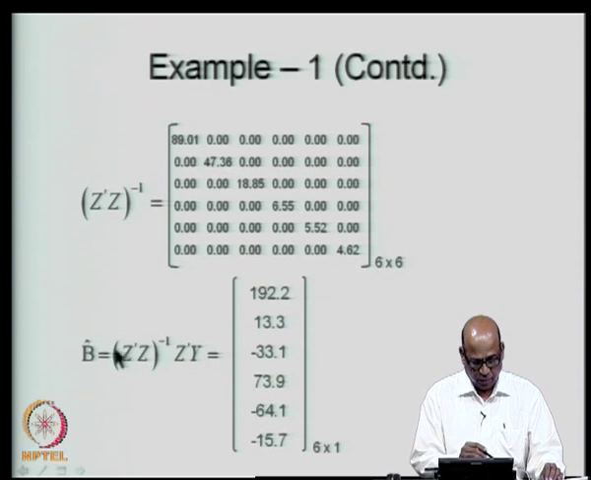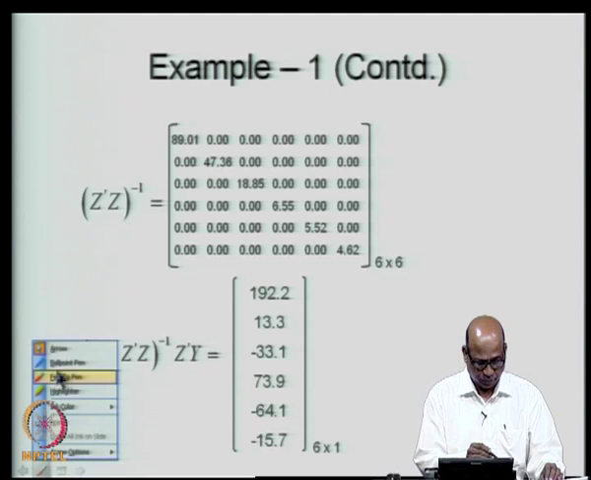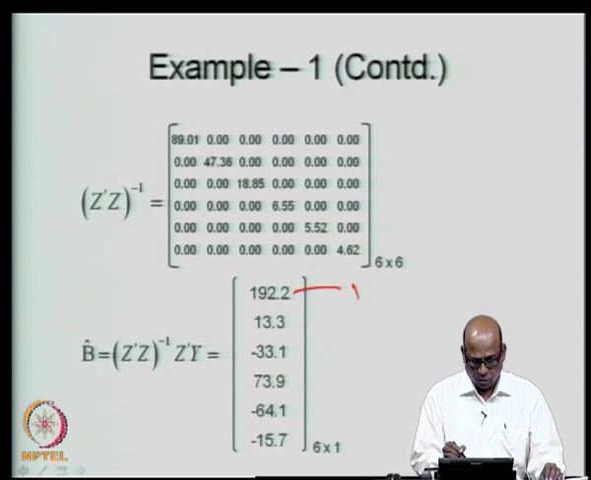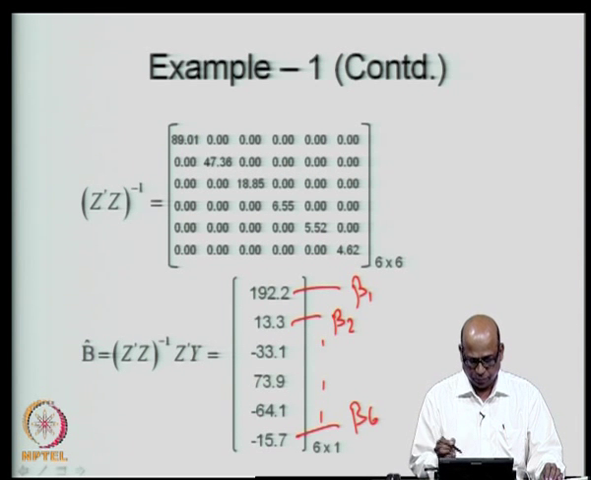And using this, we get b cap, which is the estimated values for betas as a 6 by 1 matrix: 192.2 and so on. So, this is your beta 1, this is beta 2 and so on. So, we have now estimated the coefficients for the regression relationship, beta 1, beta 2 etcetera, up to beta 6.